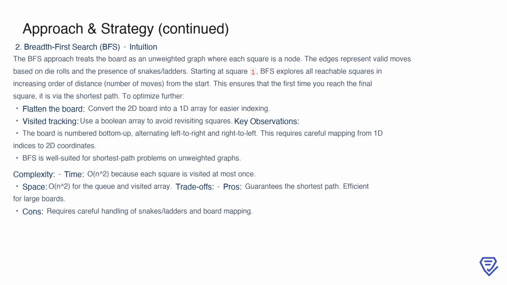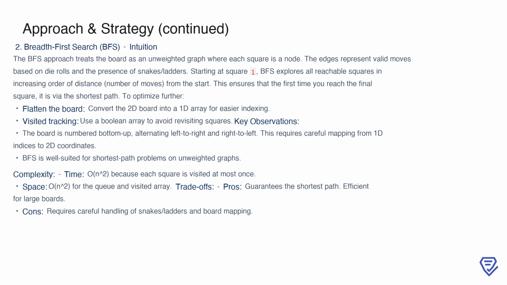To make this process even more efficient, we flatten the 2D board into a 1D array, which simplifies indexing. Additionally, we use a Boolean visited array to track squares that have already been explored, preventing redundant calculations. It's important to note that the board is numbered in a bottom-up pattern, alternating between left to right and right to left rows. Mapping these coordinates correctly is critical. BFS works particularly well here because it's designed for shortest path problems on unweighted graphs.